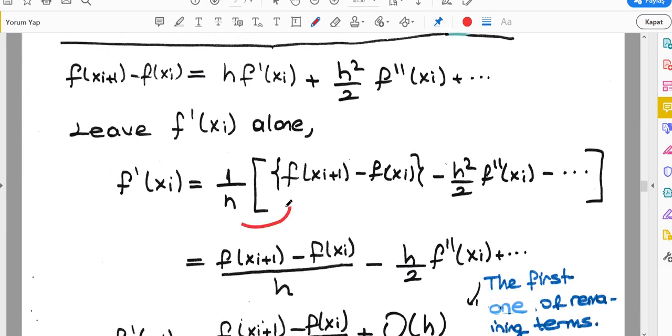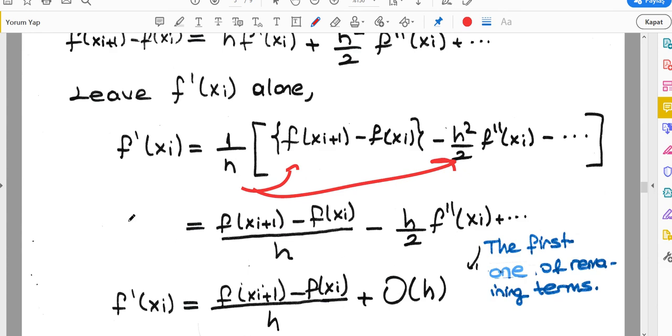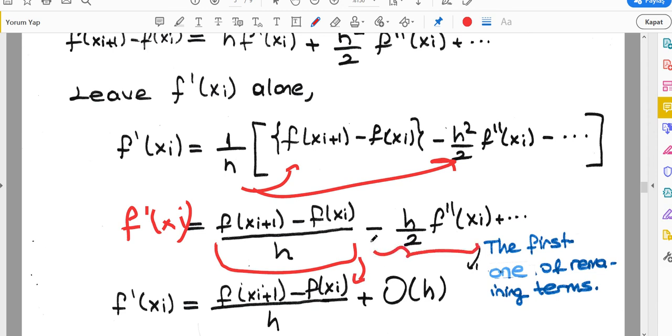By doing the distribution, look here: f prime xi becomes f of xi plus 1 minus f of xi divided by h, minus h divided by 2 times the second derivative. What can we say about it? I'm choosing my difference scheme, and the remaining term will be, it does not matter, minus or plus. Please do not focus on the constant.